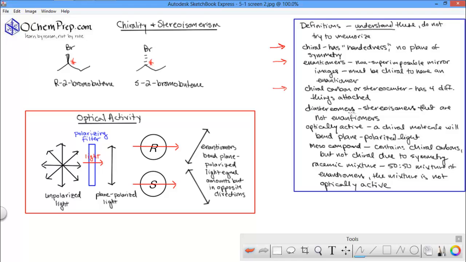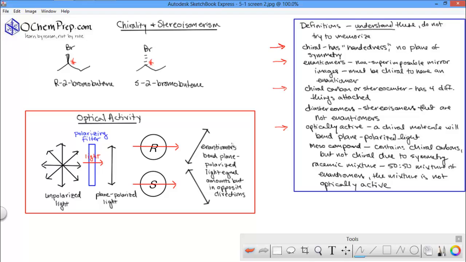We're going to skip diastereomers because you need to have 2 chiral carbons to have a diastereomer. So we'll skip that and move on to what it means to be optically active. Any molecule that is chiral is said to be optically active.